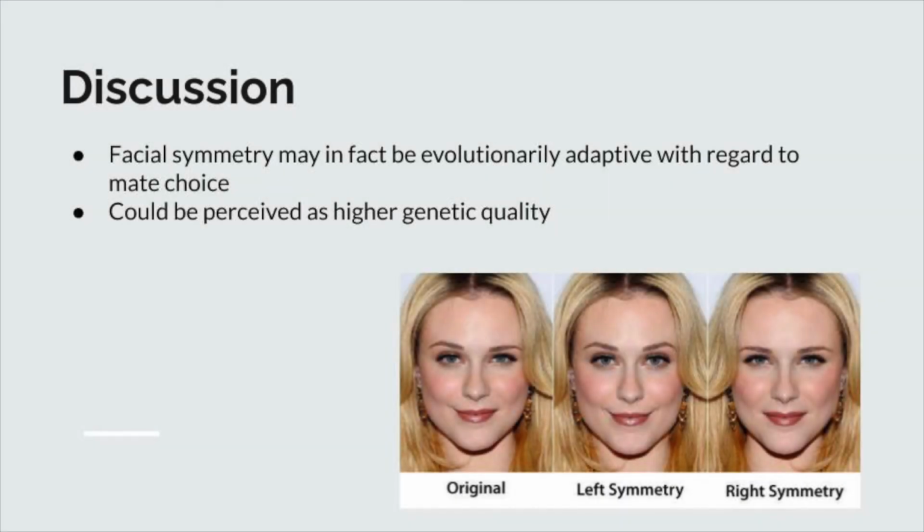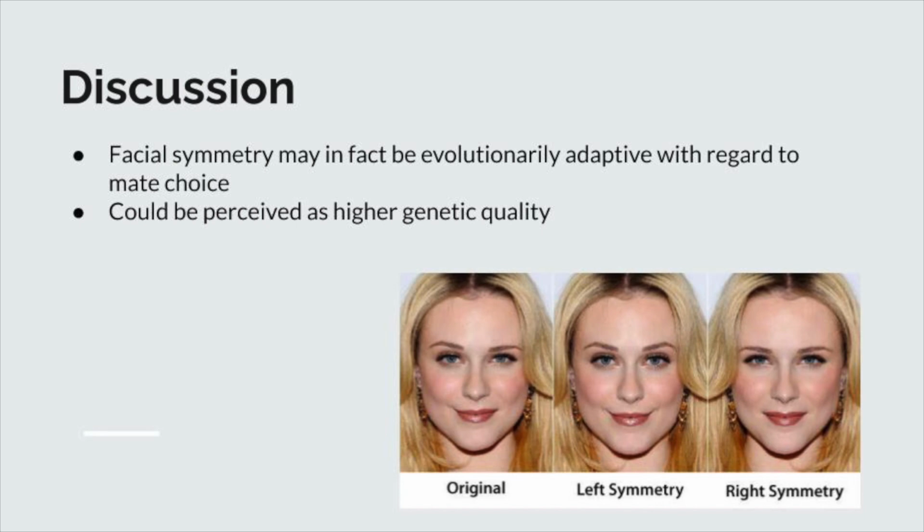So, with all of this, we can conclude that it is possible that facial symmetry may in fact be evolutionarily adaptive with regard to mate choice. Since those with more symmetry were rated as more attractive by potential mates and even parents, naturally ovulating women preferred the scent of more symmetrical men, those with less symmetry were more cooperative, and those with less symmetry appeared to be less healthy overall.